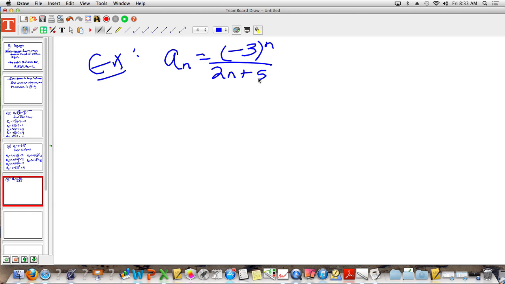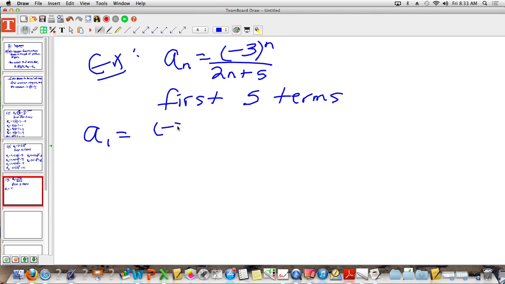So find the first 5 terms. Now, if you want to, you can type it in, but I am going to tell you that in this case, you're going to get crazy decimals. I don't want decimals. I want them in fractional form. So the first term, a sub 1: you're going to have negative 3 to the power of 1 over 2 times 1 plus 5.